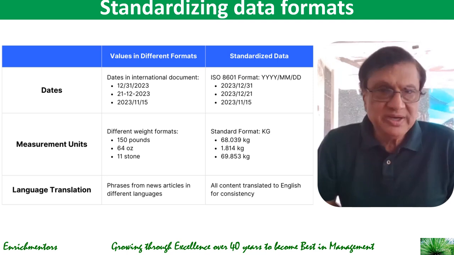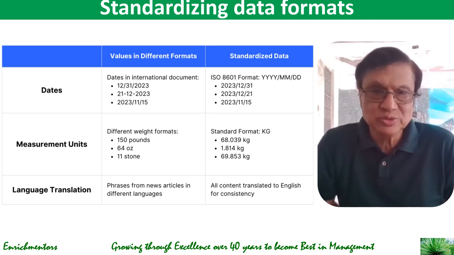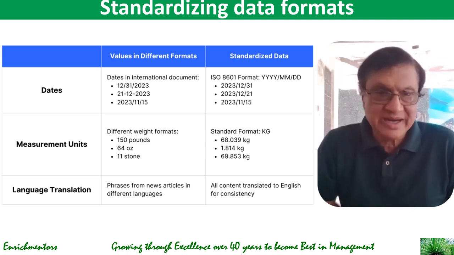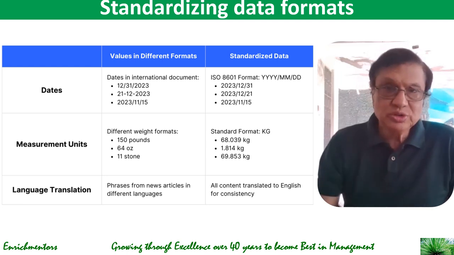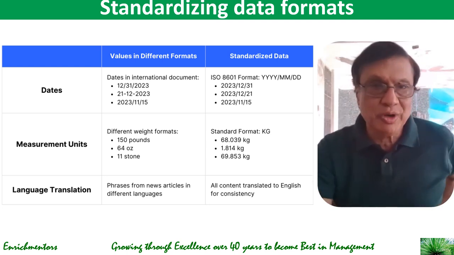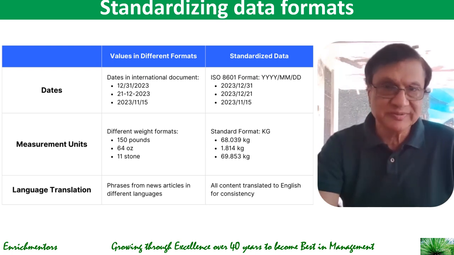So dates could be expressed differently, like 12/31/2023, 21/12/2023, and this all needs to be standardized using ISO 8601 format of YYYYMMDD. Similarly, measurement units. There are so many measurement units around the world: pounds, ounces, stones, and that again needs to get converted into standard units. Language translations. So standardizing data formats is important in data processing.